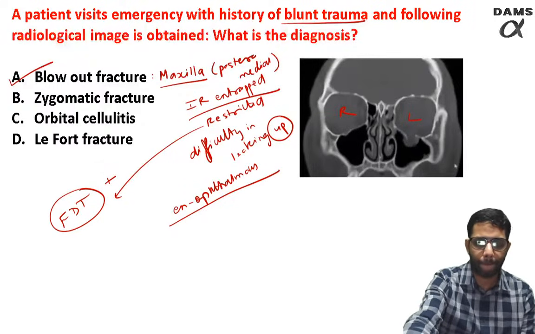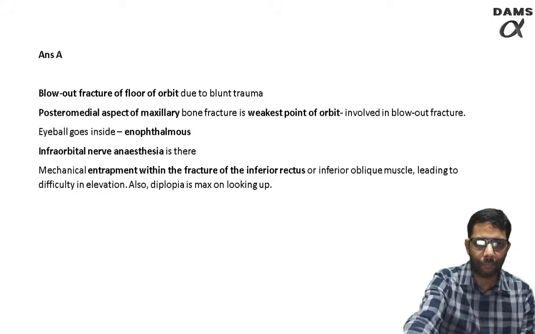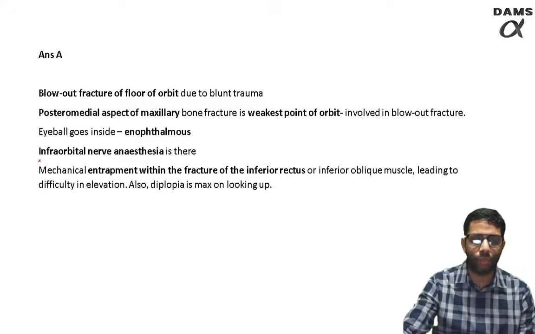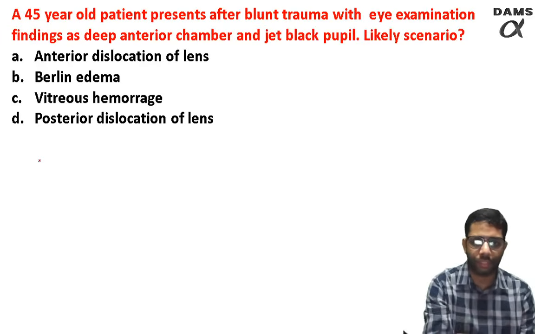Alright. Infraorbital nerve also has anesthesia because that passes through the inferior orbital fissure, that is in the floor.